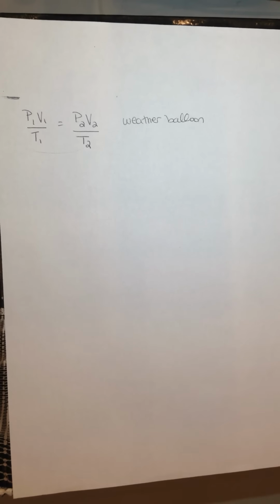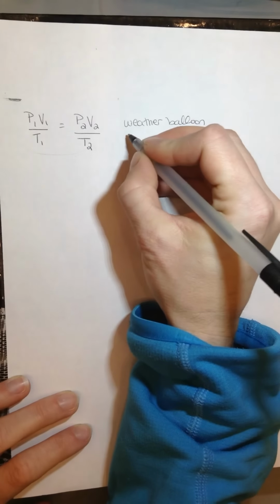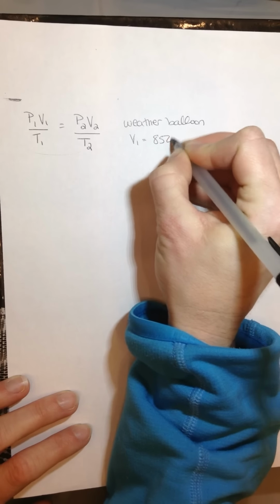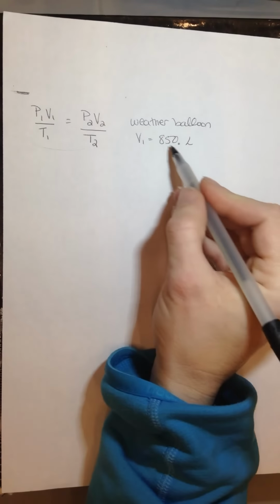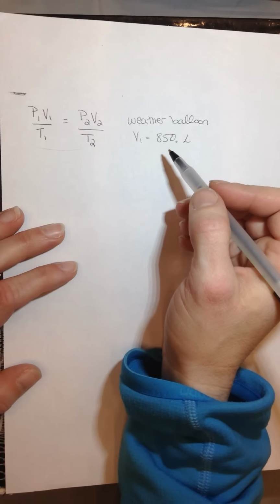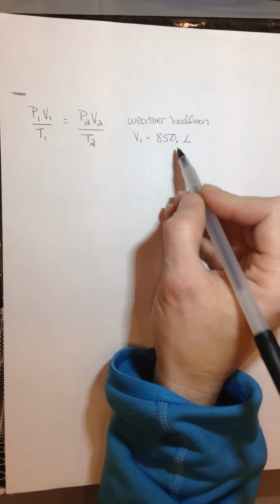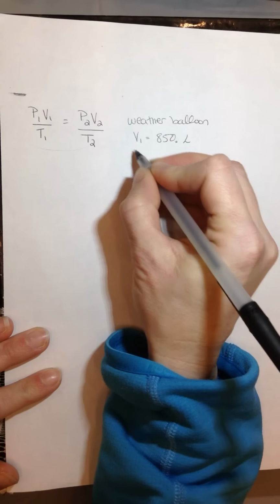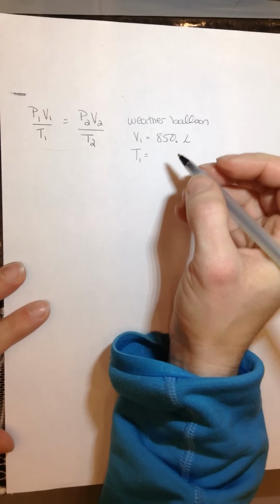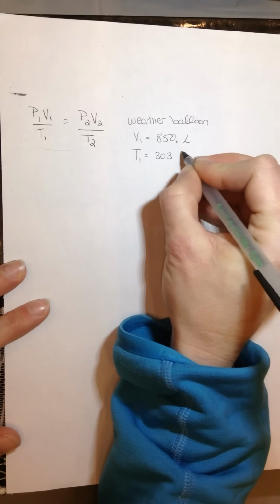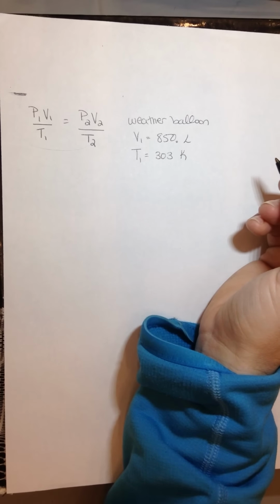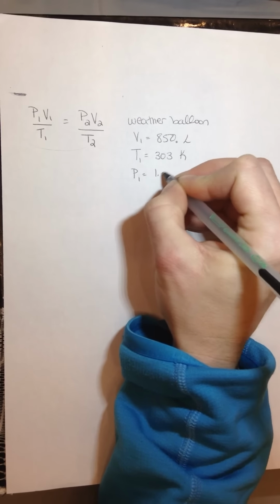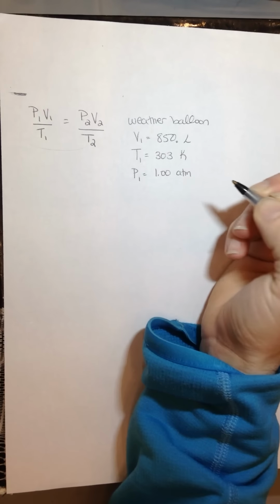All right, so let's have a situation here. Let's say we've got our weather balloon. Let's say that the volume of the weather balloon on the ground is 850 liters. How many significant figures are in that number that I've given? Three, right? Because there's that decimal point after that zero. So there's three significant figures. That's our volume. The temperature when we're on the ground getting ready to release our balloon is 303 Kelvin. You only have to go from Celsius to Kelvin here. I've done it for you. Great. And our pressure, again, we're just going to assume right at sea level, 1 atmosphere.